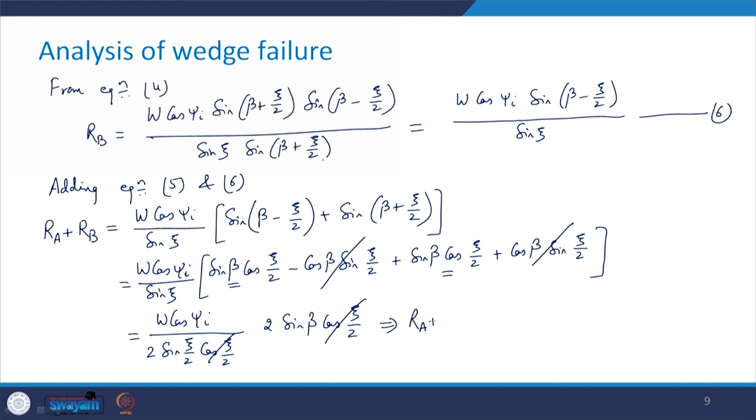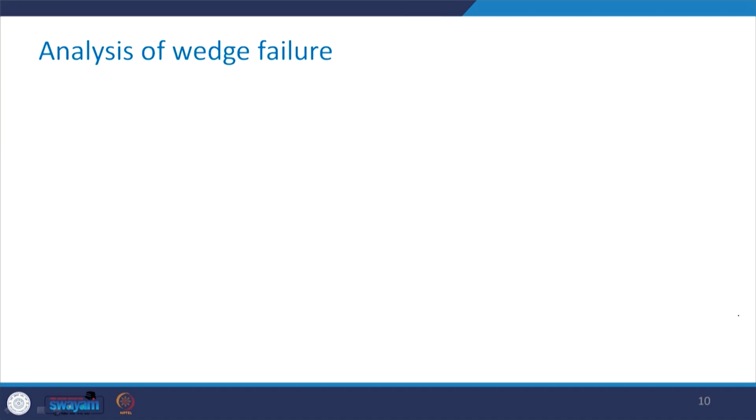So, what you are going to get here is RA plus RB will be W cos psi I into sine beta divided by sine of zeta by 2, because this 2 and this 2 will also get cancelled out. So, this equation will become equation number 7. Now, from equation 1, we have the expression for the factor of safety. So, I just substitute that. Equation 1 is F is equal to RA plus RB tan of phi divided by W sin psi I, and from 7 I can just substitute the expression for RA plus RB.